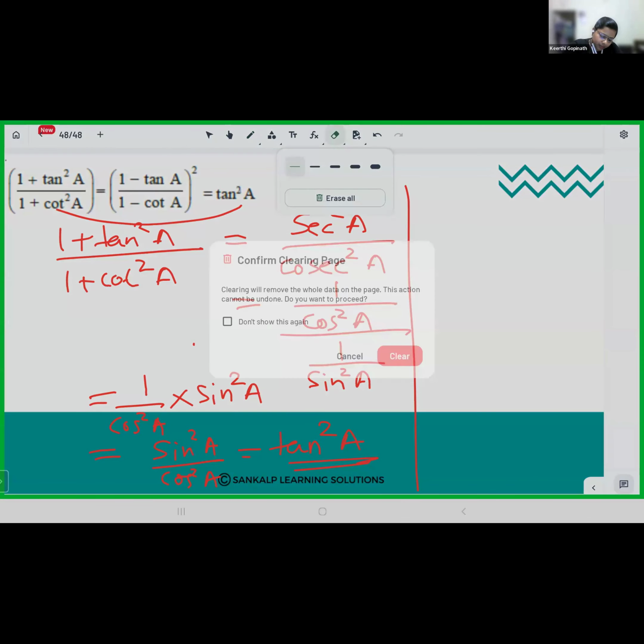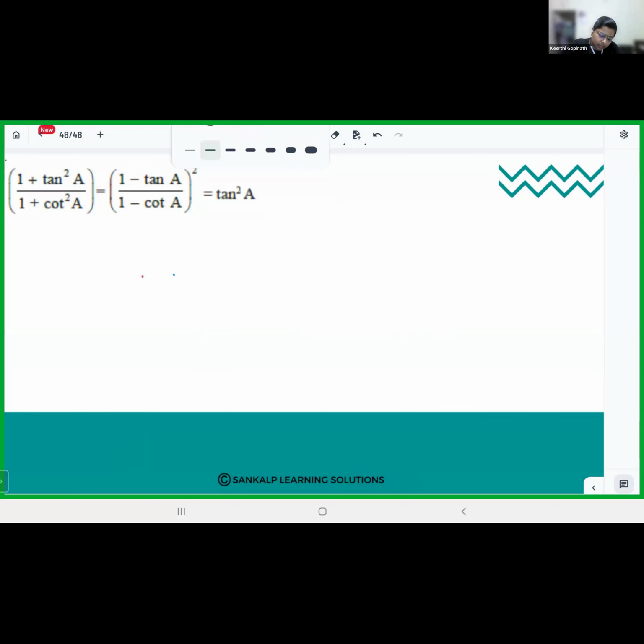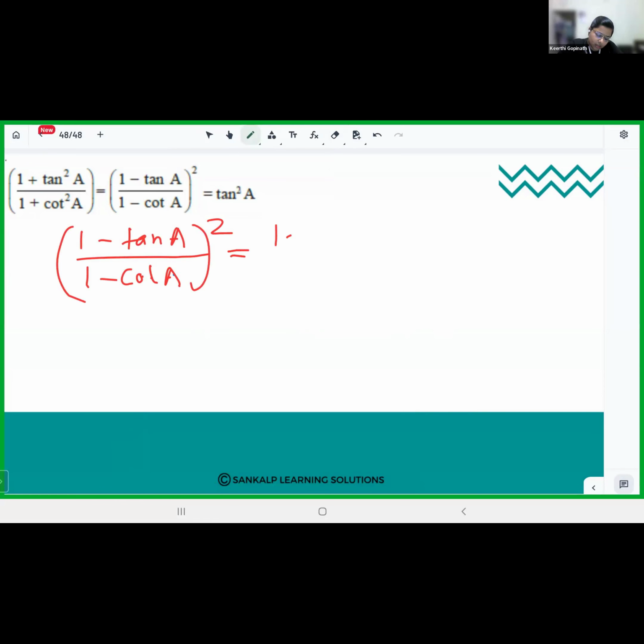The second part is 1 minus tan A by 1 minus cot A, the whole square, is equal to tan square A. You have to prove that. So consider that. This can be written as, you can give the square separately to the numerator and denominator, right? So 1 minus tan A by 1 minus cot A, the whole square.